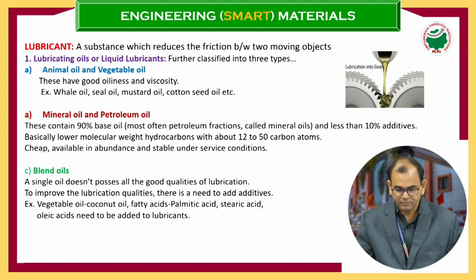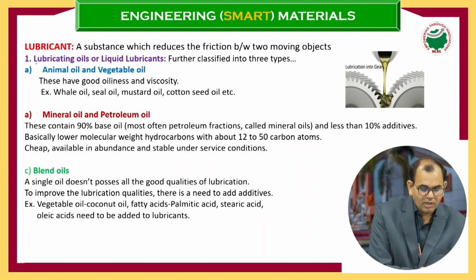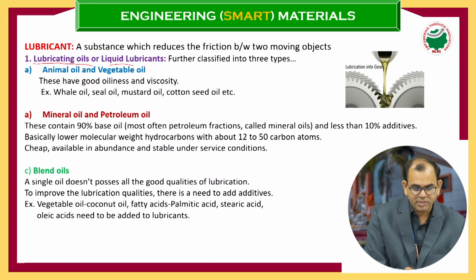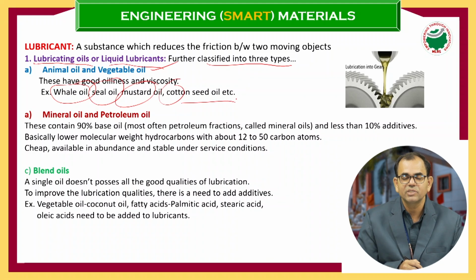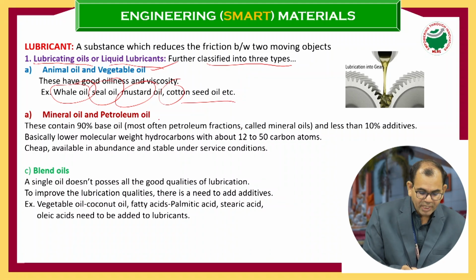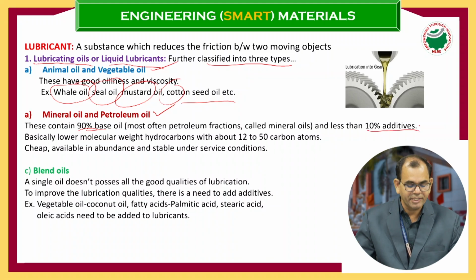Now, lubricating oils or liquids are classified into three types. Animal and vegetable oils: basically whale oil, seal oil, mustard oil, cotton oil, etc. That is animal and vegetable based oils. Mineral oil and petroleum oil contain 90% base oil and 10% additives.